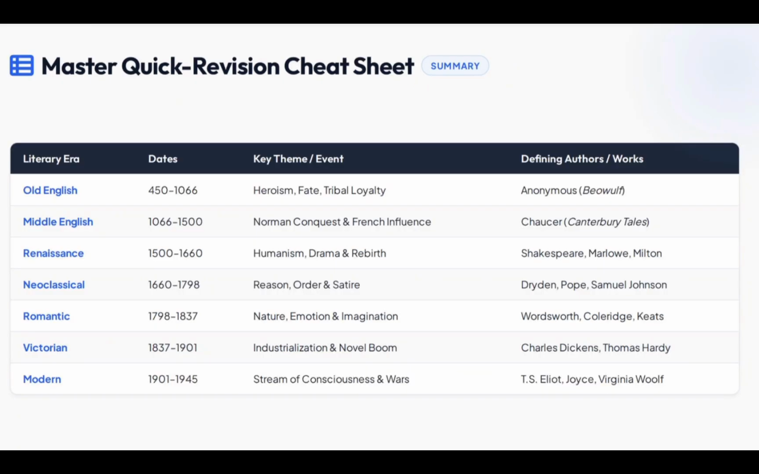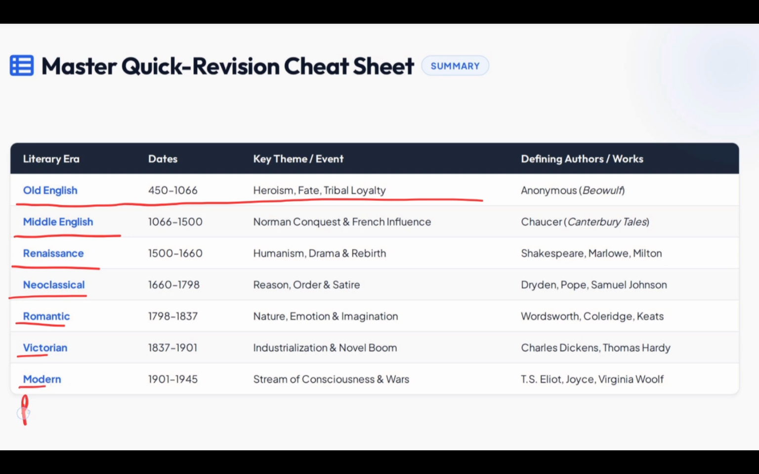Before we finish today's lecture, let's revise the entire timeline once again. Old English period, Middle English, Renaissance, Neoclassical, Romantics, Victorian, Modern, and Post Modern. So that is all for today. In our next class, I'll start with the Old English period.